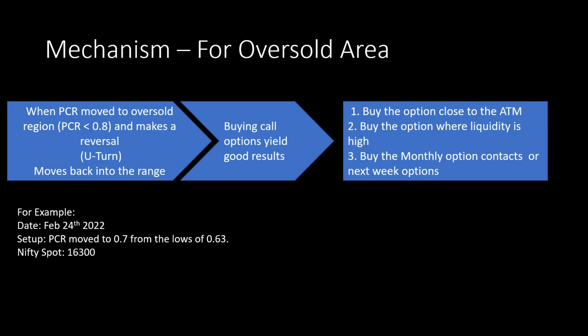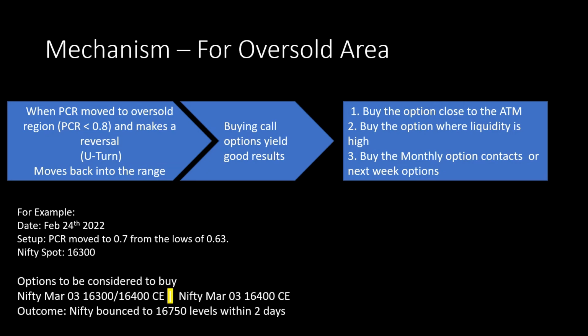So the options that we considered for buying were the March month, since we were very close to end of Feb. We considered buying March month call options, 16,400 call options. And we also considered buying weekly March 3rd call options at 16,300 and 16,400 levels. This ensured that we had enough time for PCR and the index to bounce back from these levels.